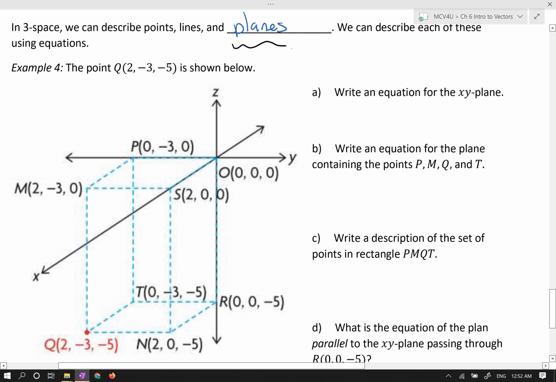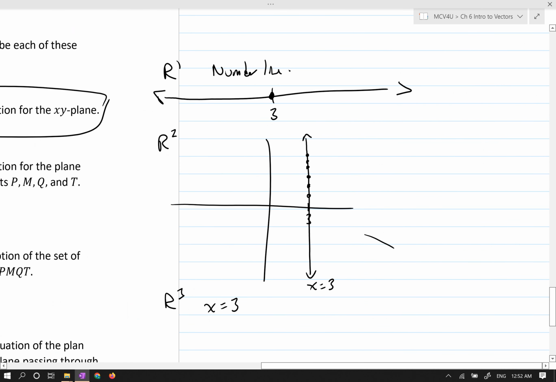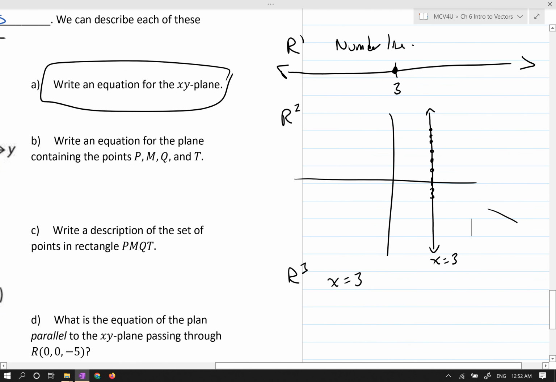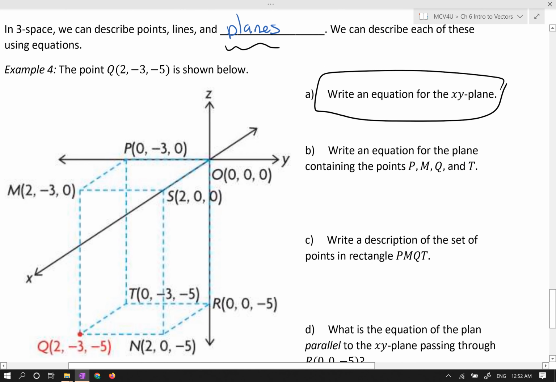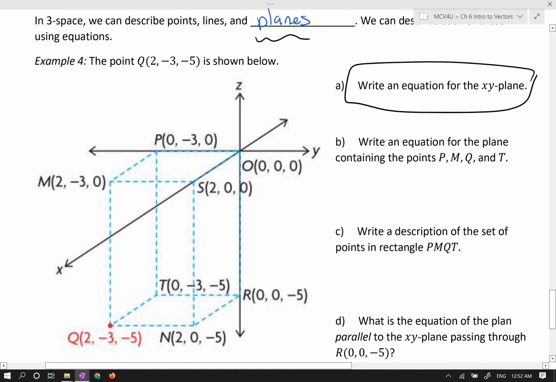So we want to look in here. We want to visualize the XY plane. Now, we've been able to visualize the XY plane for years in R2 because all it looks like is this. But we're not in R2 anymore. We're no longer in Kansas per se. We're working in R3. So if we're working with the XY plane, then if we visualize it on here, we see R3, and we can ignore this rectangular prism for now.